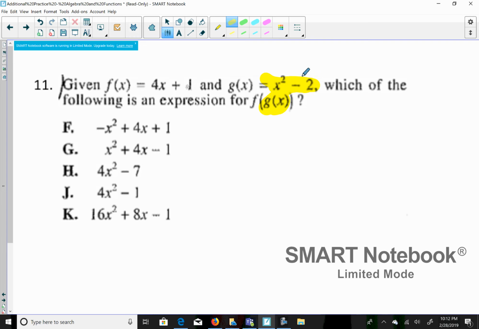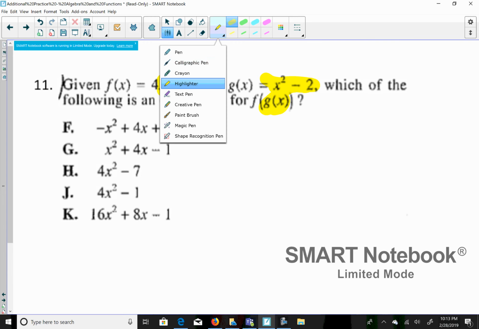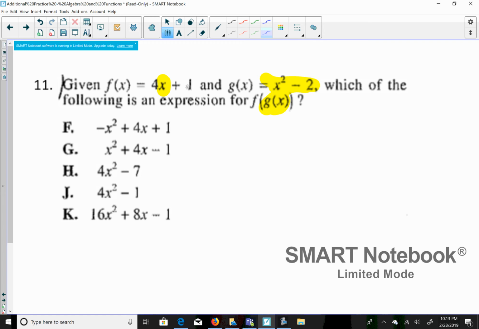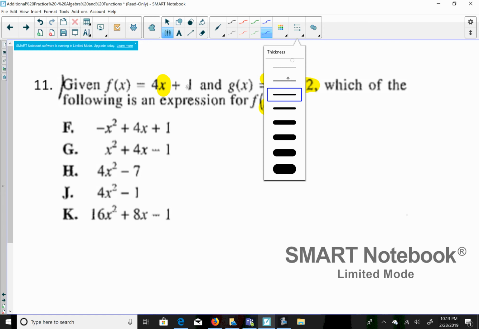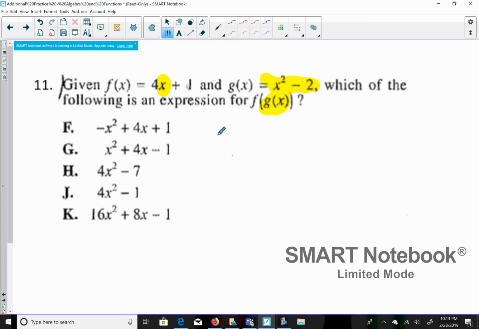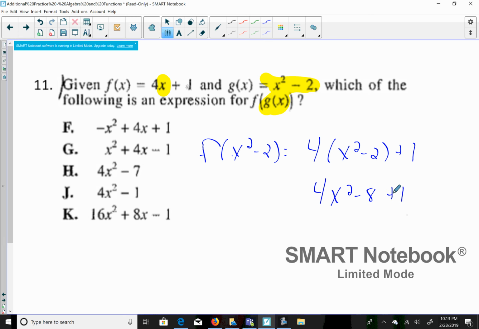So in place of x in f, I'm going to put what g of x is equal to, which is that x squared minus 2. So I'm going to have f of x squared minus 2 equal to 4 times x squared minus 2 plus 1. Distributing the 4, I'm going to have 4x squared minus 8 plus 1. So I end up with 4x squared minus 7, which is choice H.